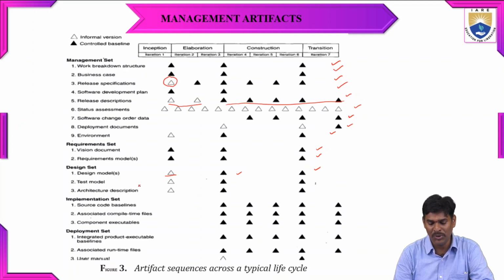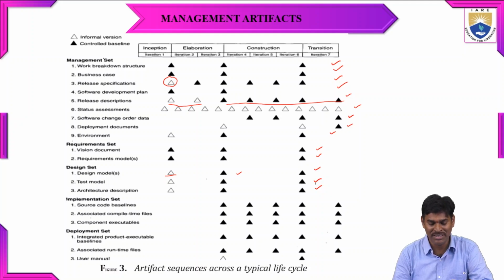And test models: during this stage they cannot identify the major risks and the minor risks here. So finally, during the deployment stage, it will come under the control. The next one is architecture description. In the initial stage we cannot have a clear picture about the main description of the architecture. And they're going to have the clear picture in the final stage.